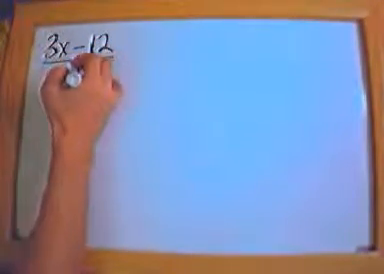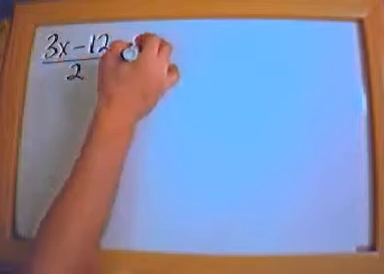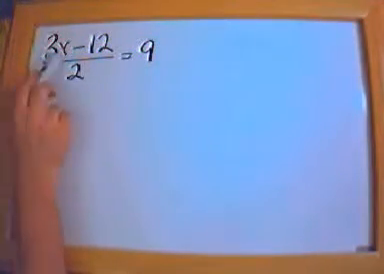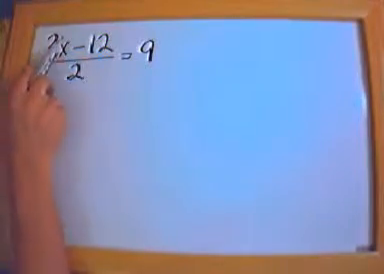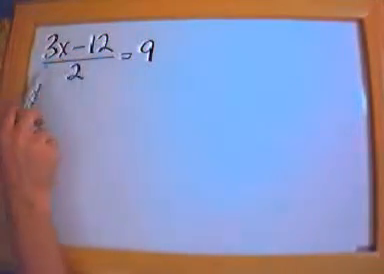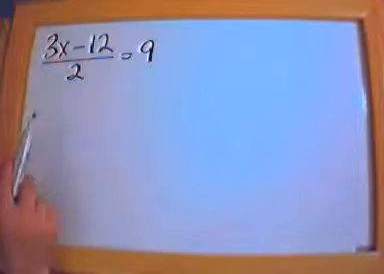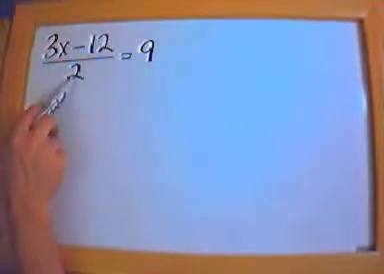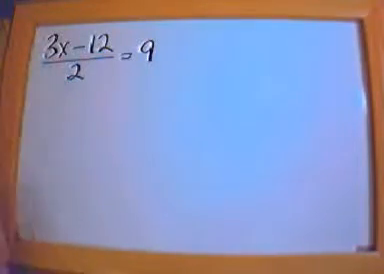Okay, so let's continue on working some of these problems. 3x minus 12 over 2 equals 9. Notice that the order in which this left side is done is the multiplication is done first, then the subtraction, and then the whole thing's divided by 2. So in order to unwrap the left-hand side, we need to go in reverse order, which means we do the 2 first, then we get rid of the 12, then we get rid of the 3.